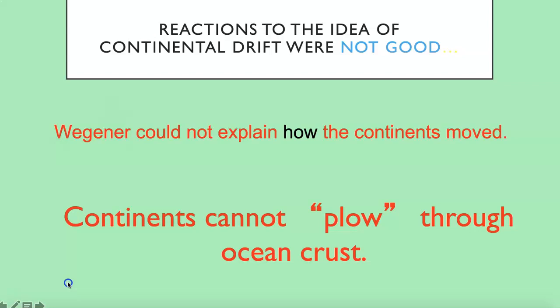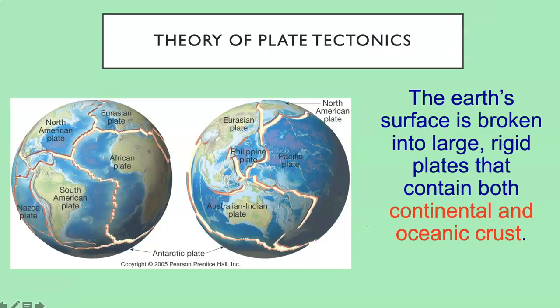And so Wegener couldn't explain how the continents moved or why they moved. And as critics said, they just can't plow through ocean crust, which was true. That is not what they were doing. Moving on now to the more modern day theory of plate tectonics. The Earth is broken into these large rigid plates, and they contain both the continents and the ocean crust.